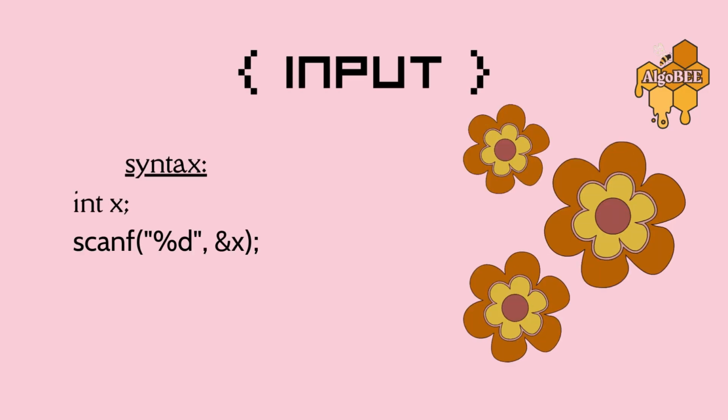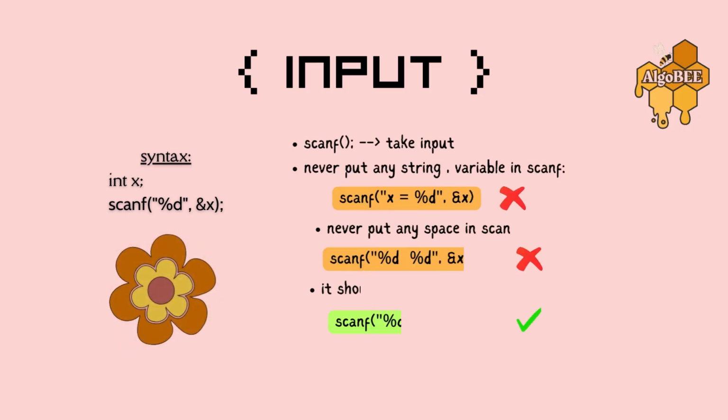Our first topic is about input. This is the syntax. We use the scanf function to take input from the user. For this, firstly we need to declare a variable. According to the data type of the variable, we use a format specifier. The ampersand is used to store the input in the variable.